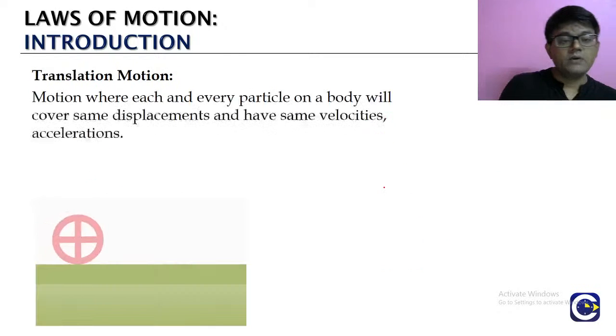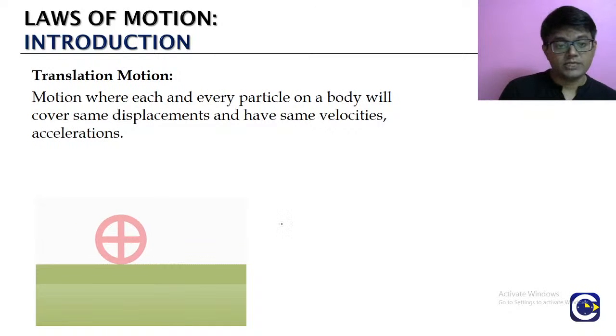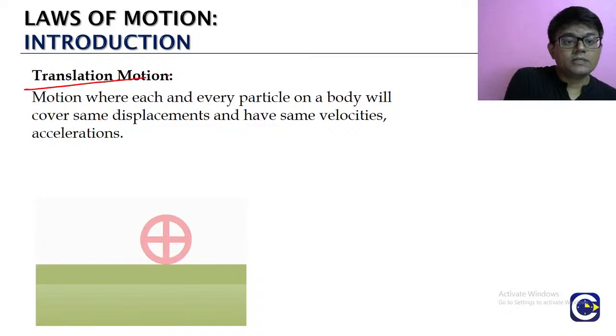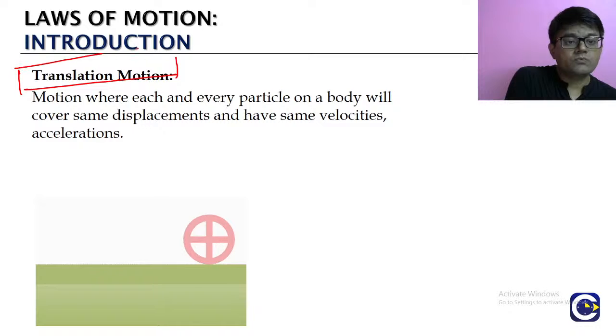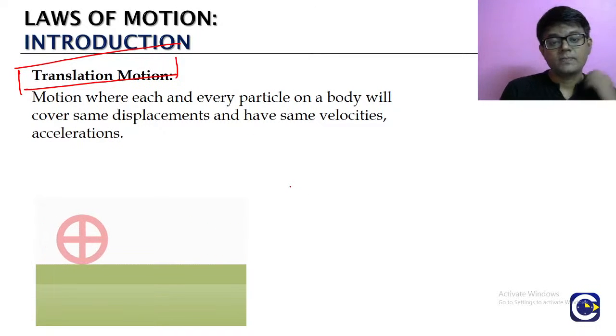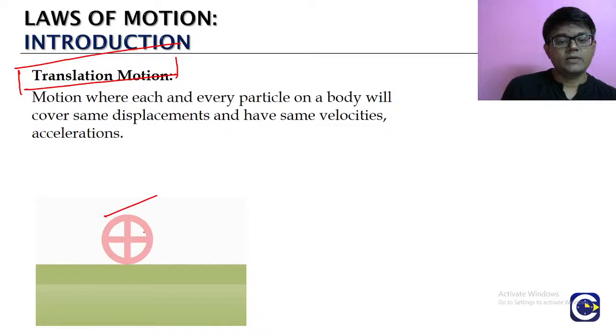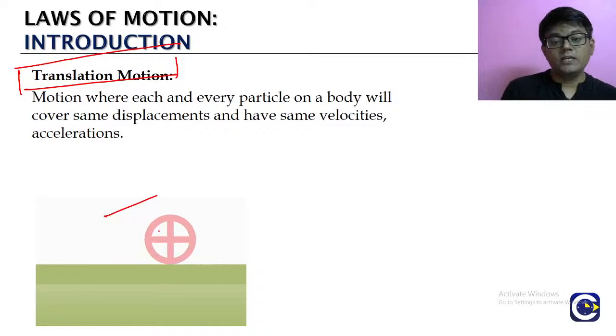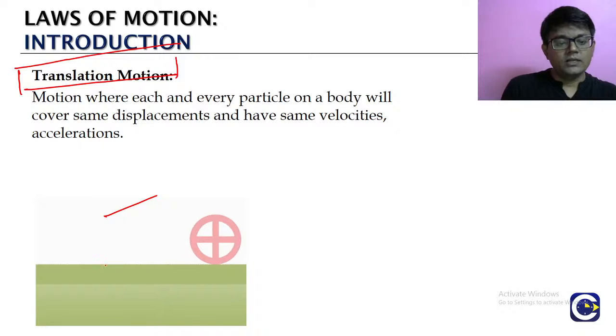Now when we are looking at the laws of motion, we are going to be focusing on one type of motion, which we call translation motion. So what is this translation motion? If you look at a body, like look at this wheel, how is the wheel moving? It is moving on the flat surface.